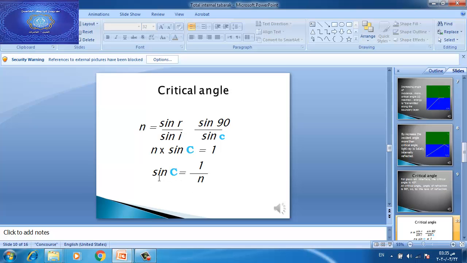Sin C is referred to as the sine of the critical angle. So the sine of the critical angle equals 1 over n, where n is the refractive index of the medium. So we can calculate the critical angle by using this formula: sin C equals 1 over n.